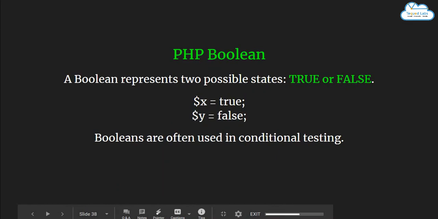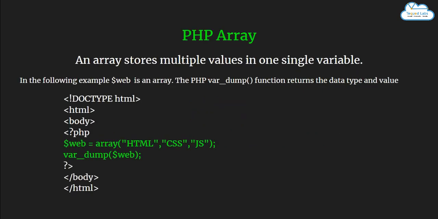Next we have PHP boolean. Boolean type is nothing but true or false, 0 or 1, yes or no, right? Only two values are there in boolean, that is true or false, two possible states. $x can be true, $y can be false. Booleans are often used in conditional testing. If there are any conditions to be tested, in that case we are going to use booleans.